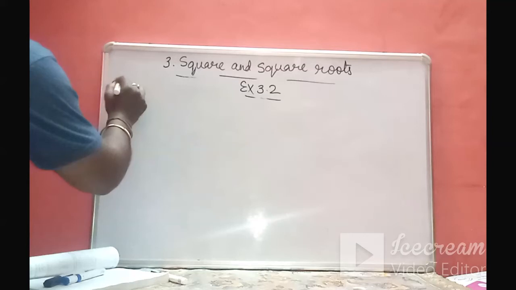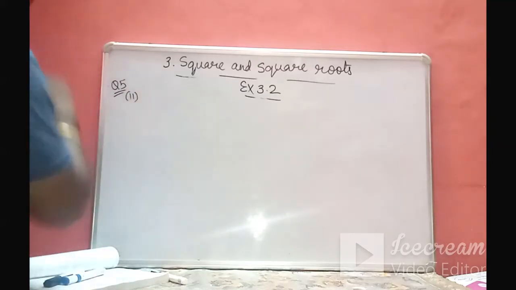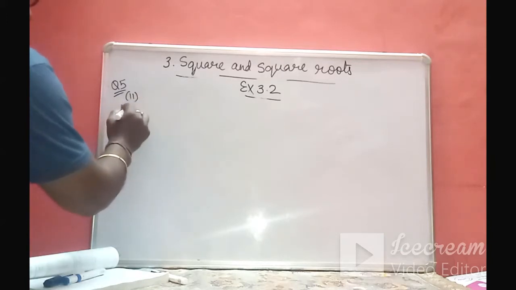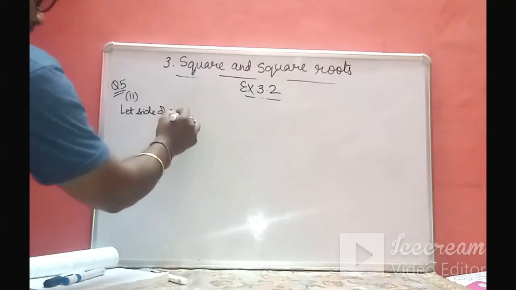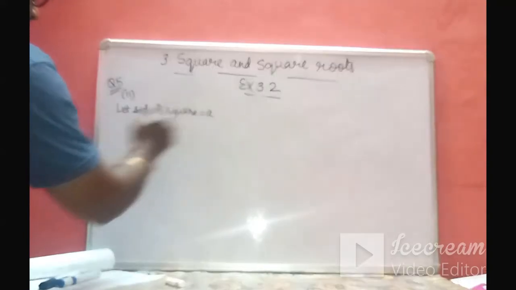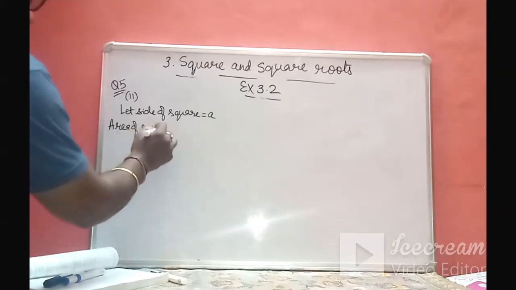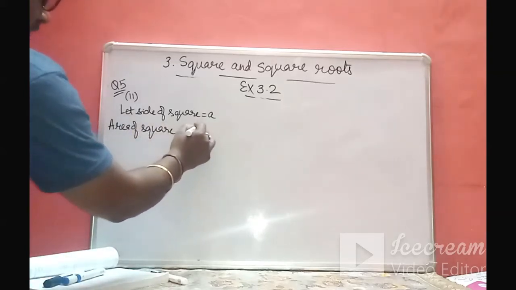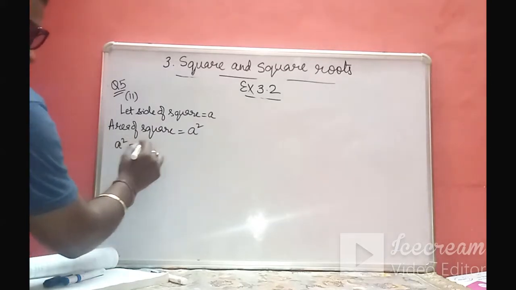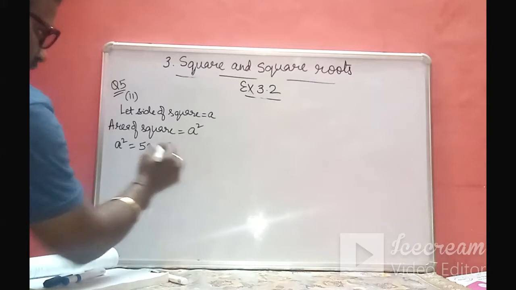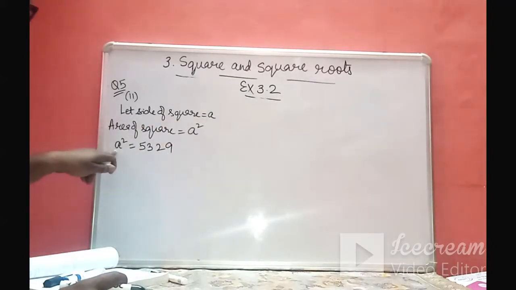Suppose we have to do question number 5 and its second part. So in this I will assume the side of the square is equal to a. So what we know is that the area of the square, the formula we all know, is a square, side into side, and a square is given as 5329.